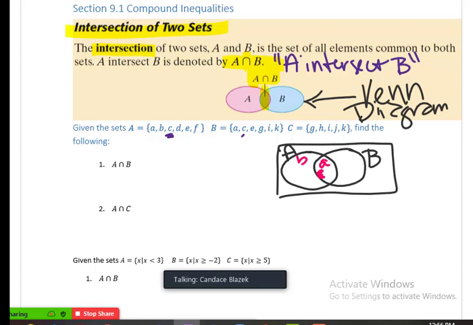Right, and I can continue. I look on and I go to D. And I notice that D is in set A, but it's not in set B. All right, well, I'm going to put it in the part of A graphically, or in the diagram. See, it's in the part of A that isn't in B. Okay, so it's not part of the intersection.